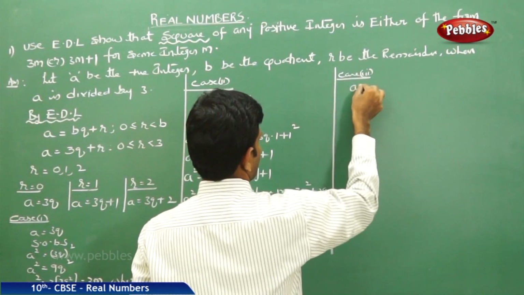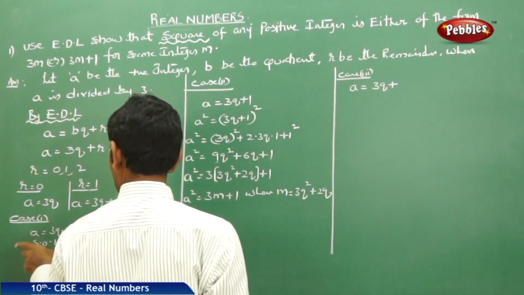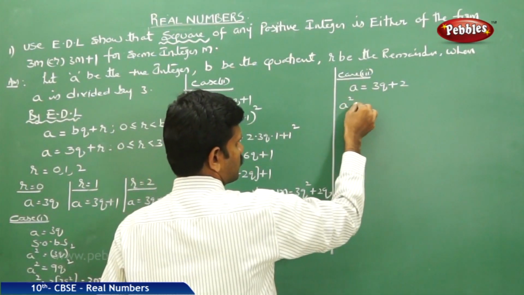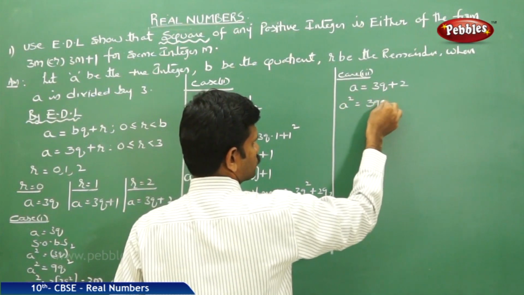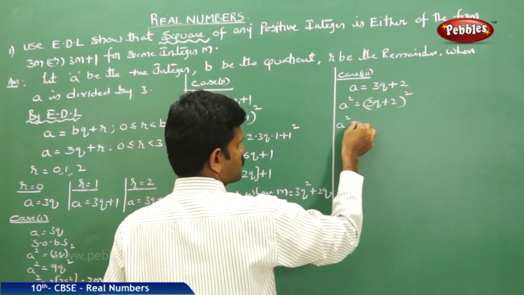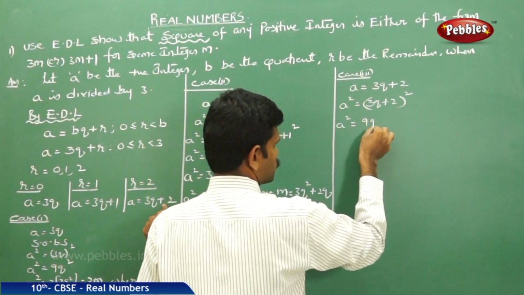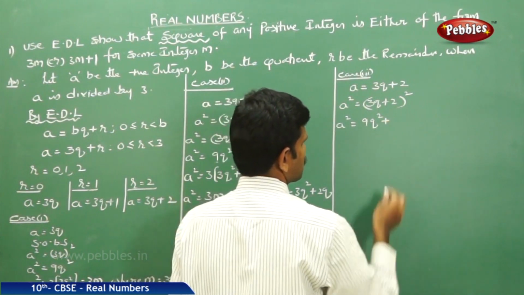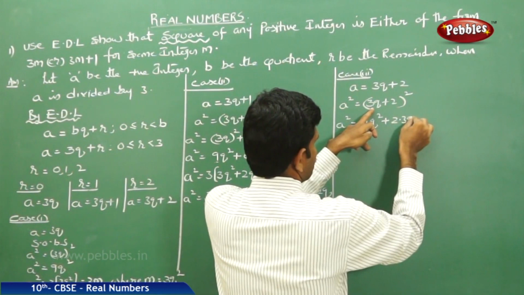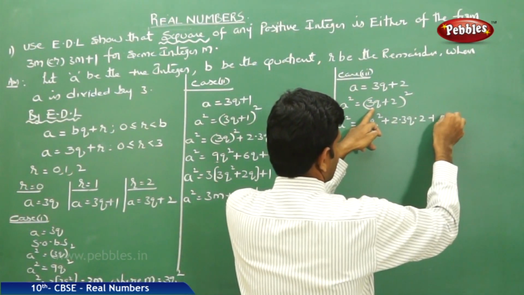Case 3, a is equal to 3q plus 2. Again squaring on both sides, a square is equal to (3q plus 2) whole square. That is, a square is equal to, I will write directly, 9q square plus 2 into 3q into 2 plus 2 square, nothing but 4.